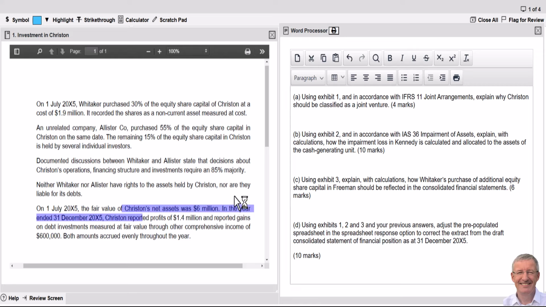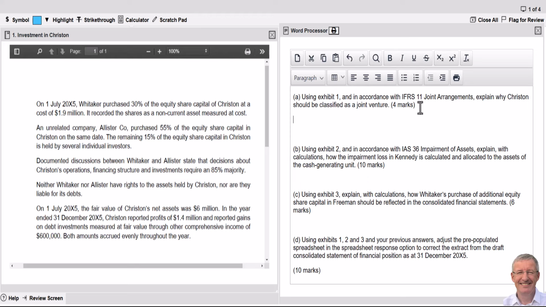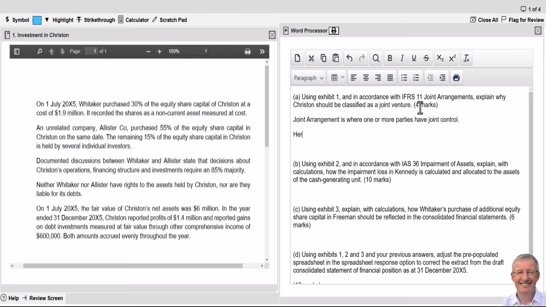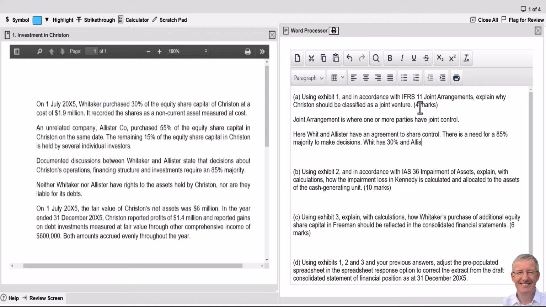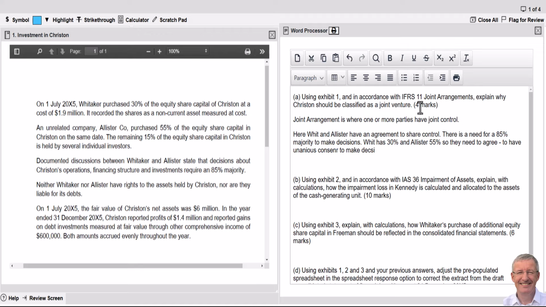How am I going to earn those 4 marks? I think this is relatively low-hanging fruit. I'm going to start by defining a joint arrangement. And a joint arrangement is where one or more parties have joint control. And we soon need to get into the application, don't we? We soon need to be practical here.